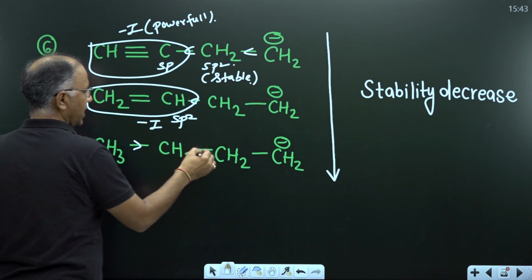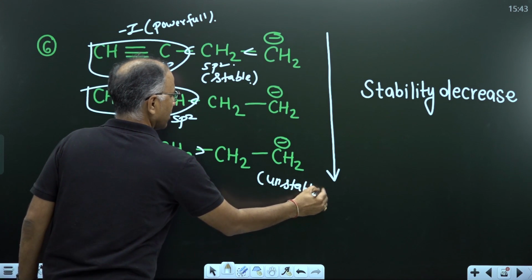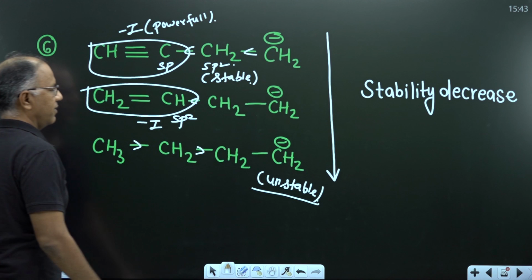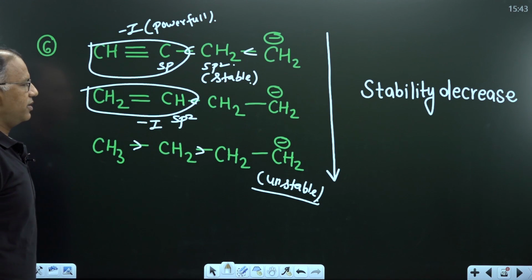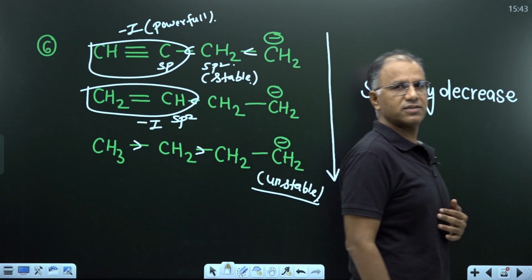And in this case, alkyl shows plus I. This means it is an unstable carbanion. Got it? It means as the minus I decreases, stability decreases.